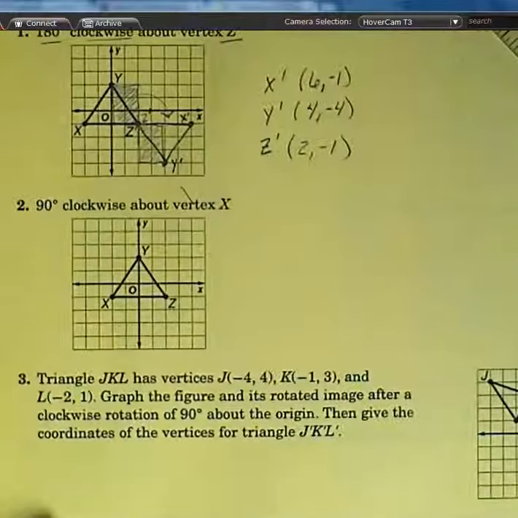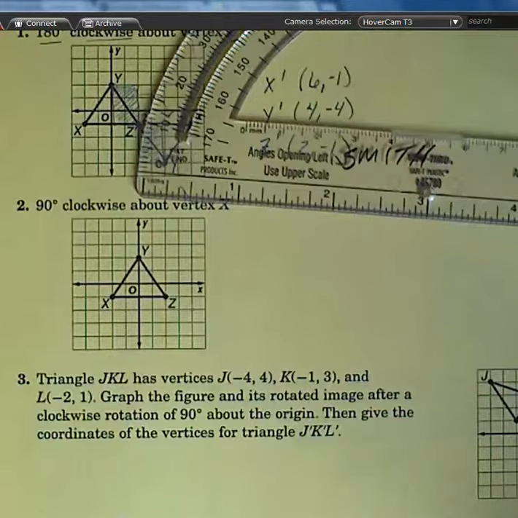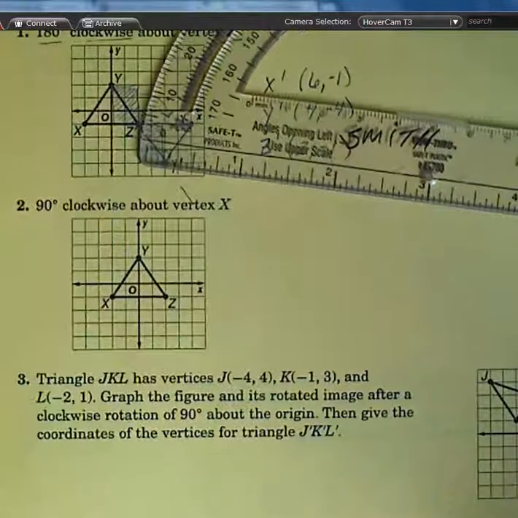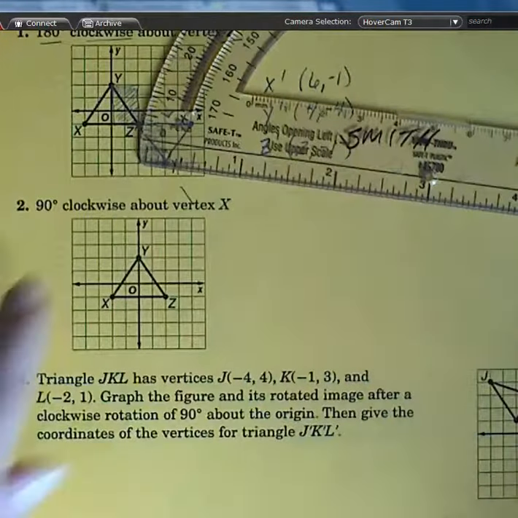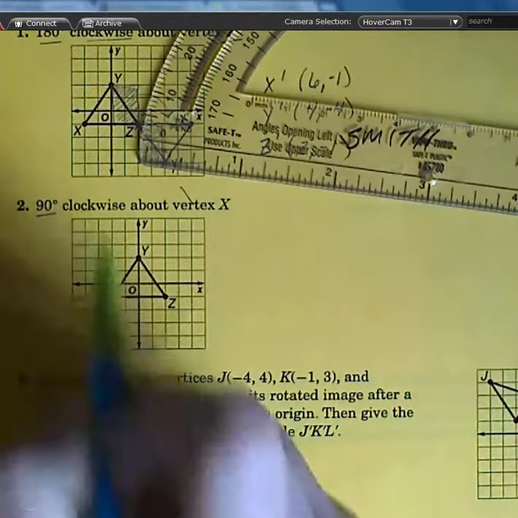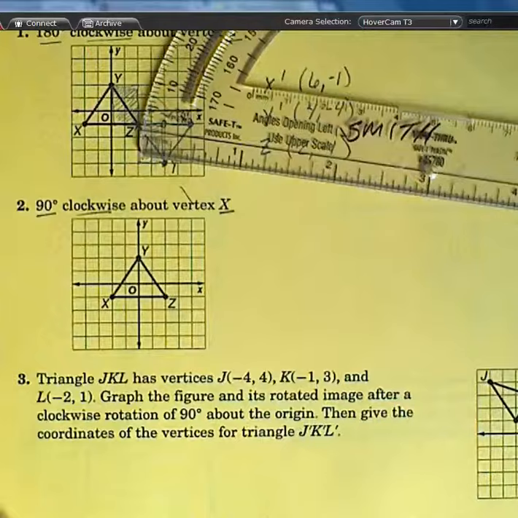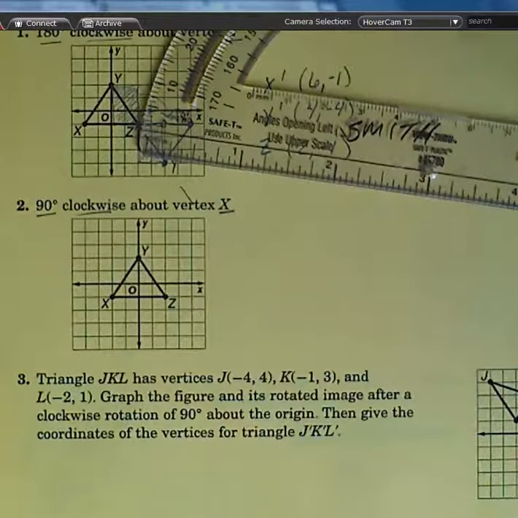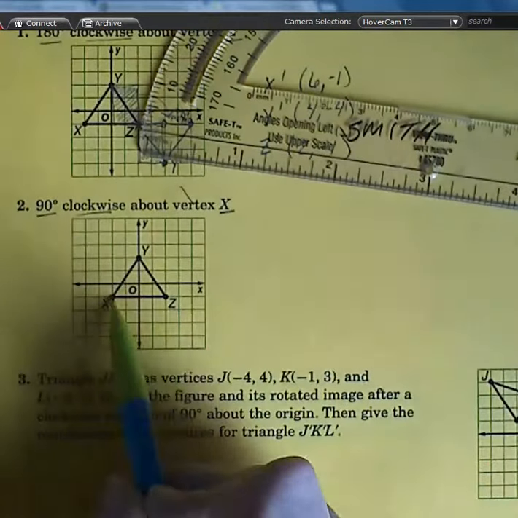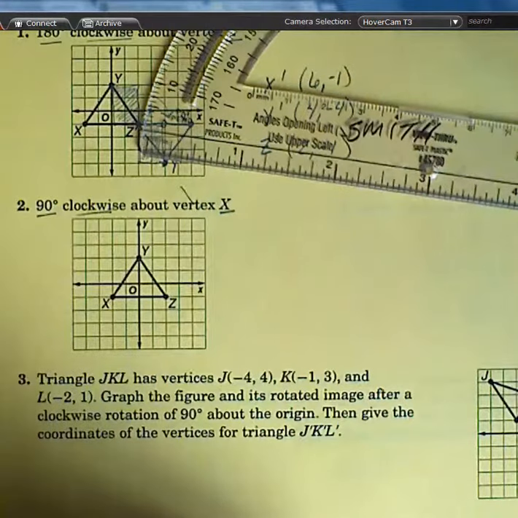You should have a protractor. We're going to look at number 2. We're going to do this one together as well. Now, only 90 degrees clockwise, but again, we're going to use one of the vertices, one of the corners in our shapes. So X, because that's the one we're rotating about, X prime is going to actually stay the same.